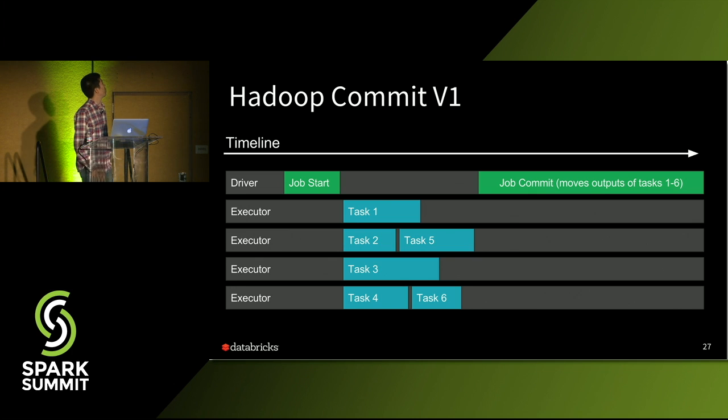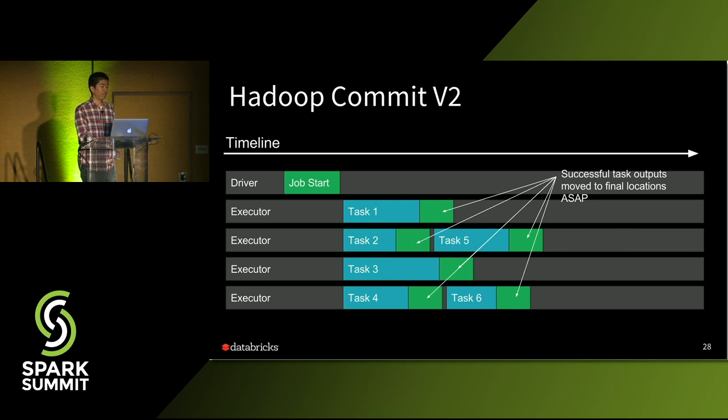So this isn't to scale, but you see that once the job finishes, there's this very long commit phase, and it's really long because the commit protocol is moving all the output files serially, one at a time, to their final location. And as we saw before, moves in S3 are very slow. They require copying all the files.